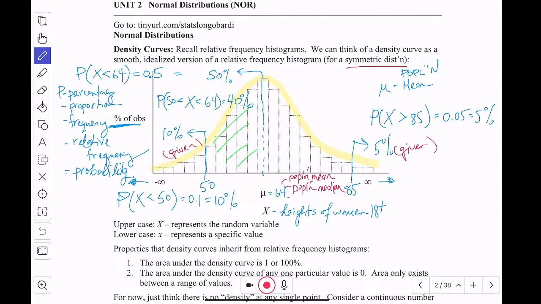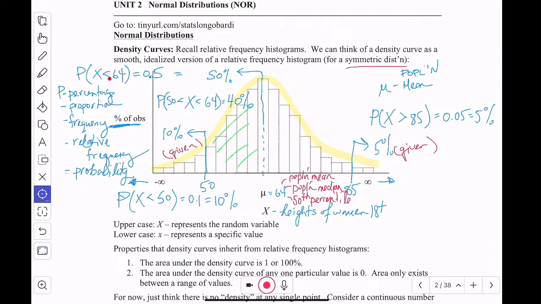It's also called the 50th percentile. A percentile is defined as the observation that has 50% of the observations below it. Isn't that exactly what it is? 50% of the observations are below it. They're all here. That's what this means.